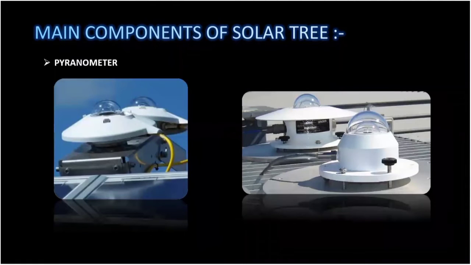Here in this slide, it is the last main component of a solar tree. It is a pyranometer. A pyranometer measures the global horizontal solar irradiance, which is composed of diffuse horizontal solar irradiance from the sky and direct normal solar irradiance from the sun. If shaded from the sun, a pyranometer measures diffuse horizontal solar irradiance. Direct normal solar irradiance is measured by a pyrheliometer continuously pointed at the center of the sun by an automatic sun tracker.